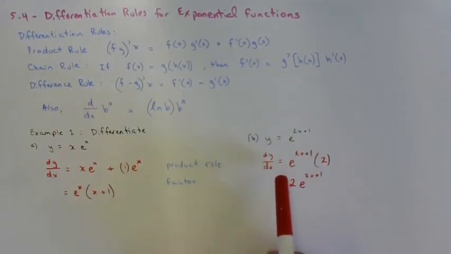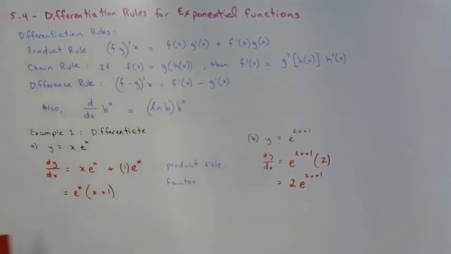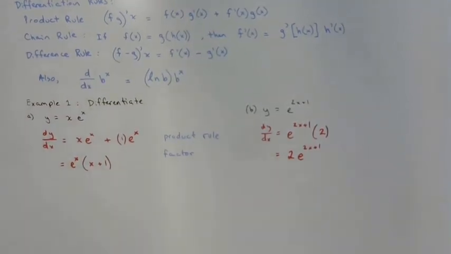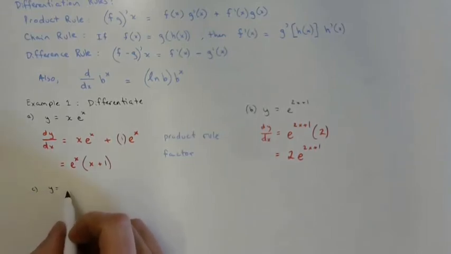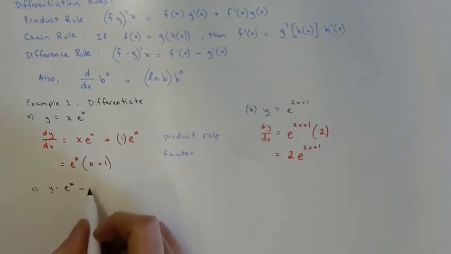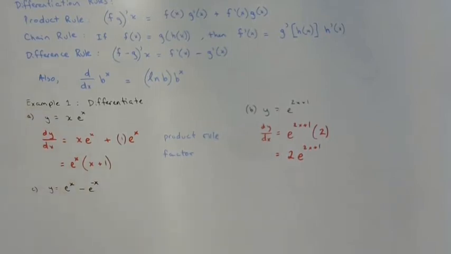When we get different bases, which we have coming up soon, then you'll have another factor in there, another thing to multiply by. At any rate, we're doing good so far. Let's keep going. C. C says y equals e to the power of x minus e to the power of negative x.